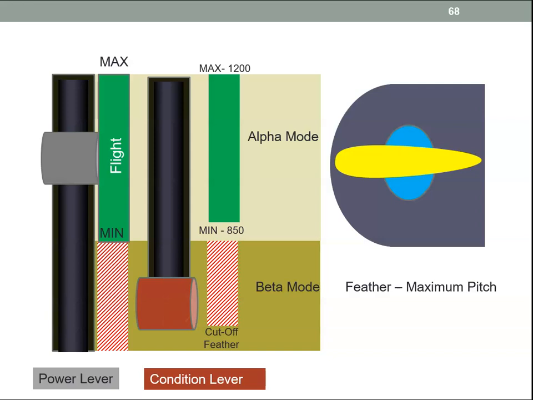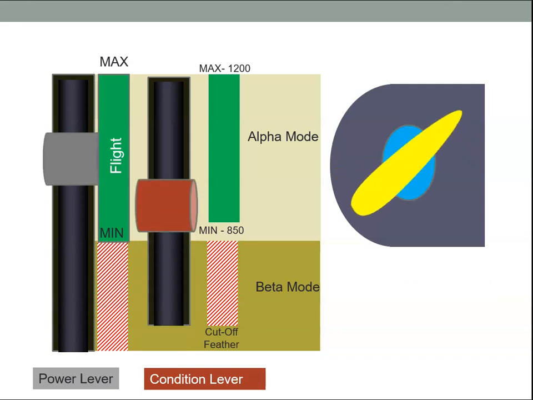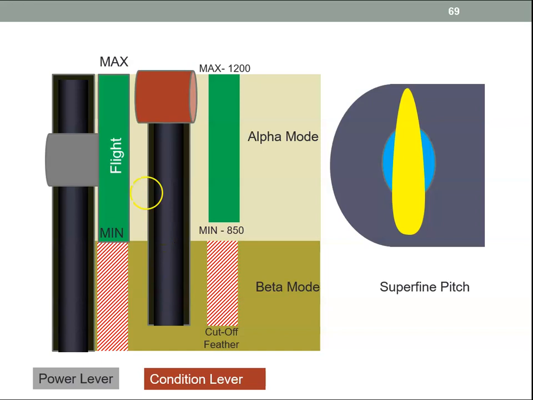If I want to go to superfine, I'll bring the condition lever right up to the fine position. So this is the maximum coarse. This is the maximum fine position.